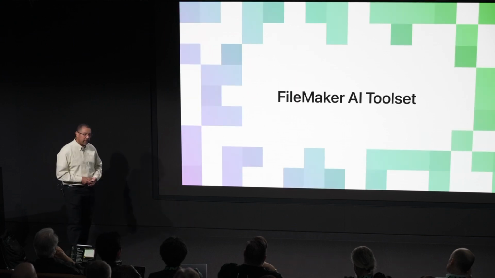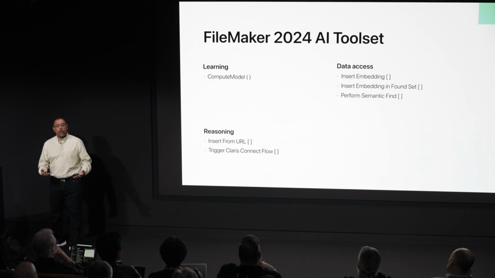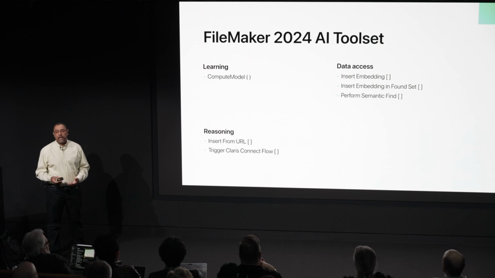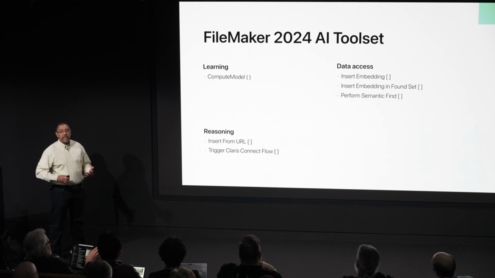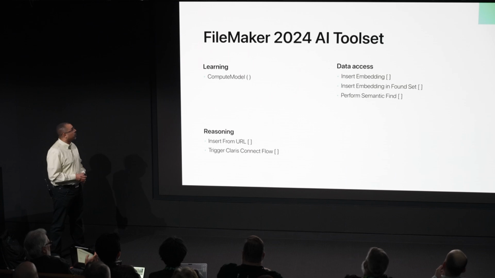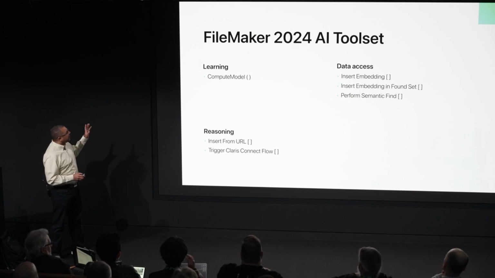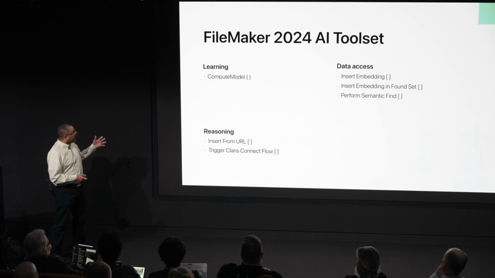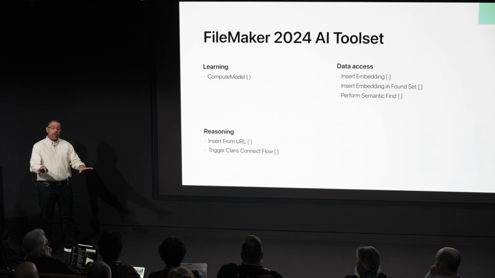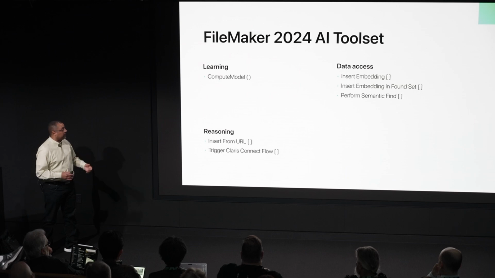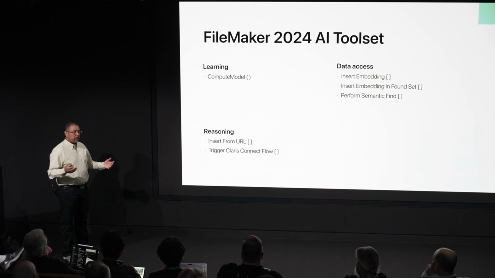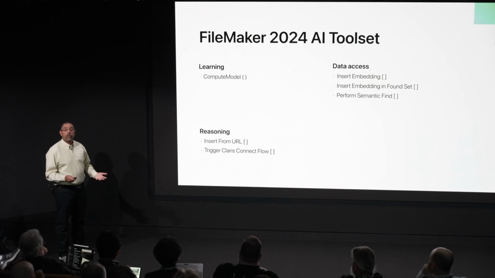All right, so let's talk about those AI tool sets. Last year, with the release of FileMaker 2024, we included support for vector embeddings and semantic search. That goes directly into the data access layer that we were talking about earlier this morning. But we also have, in the learning layer, the compute model, which allows you to run Core ML models. If you want to talk with large language models today, in the current version, you're mostly relegated to using the Insert from URL script step and also the Trigger Claris Connect Flow step with the connectors that are available there, which is really great, right? There are other layers in the stack, but these are the three that we needed to round it off.